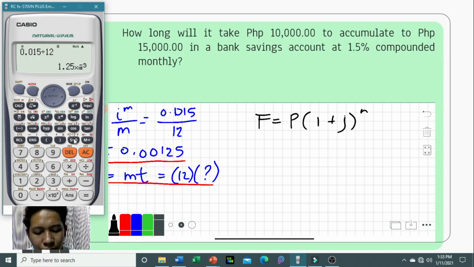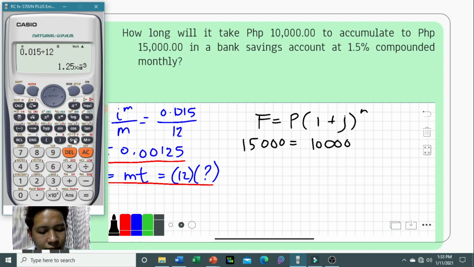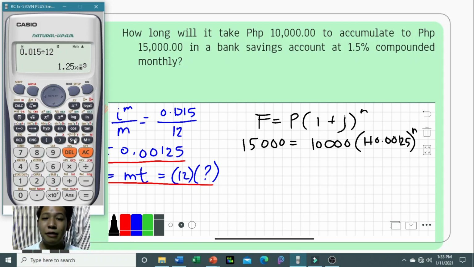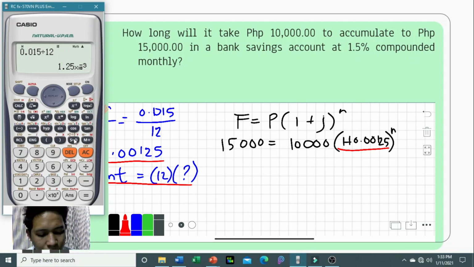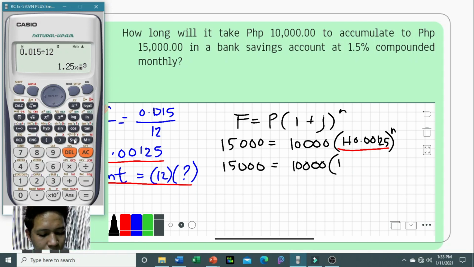So our future value is 15,000. Our principal is 10,000. And then we have 1 plus, our j is 0.00125, and then we have here n. At yun din po yung hinahanap natin. Now, para ma-simplify natin ito, muna ang unahin natin yung nasa loob ng parenthesis. So we have 15,000 equals 10,000 multiplied by 1.00125 raised to n. So, ano pa po yung pwede nating i-manipulate dito?